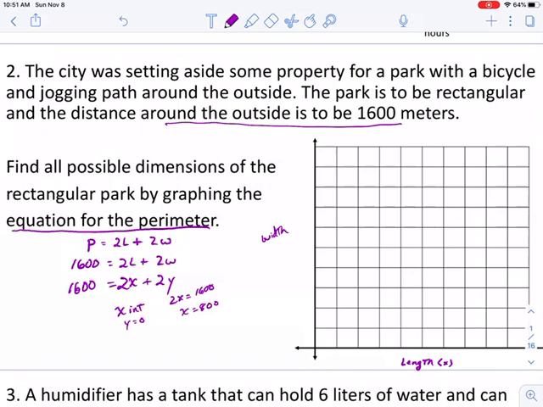So in the x direction, we have to count all the way out to 800. That's our x-intercept. Let's count by 100s. 100, 200, 300, 400, 500, 600, 700, 800. Let's put a dot there on 800 because that's our x-intercept. Let's find the y-intercept.